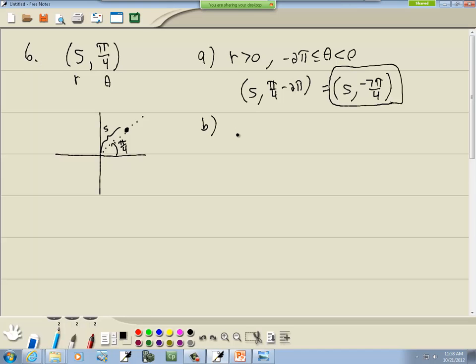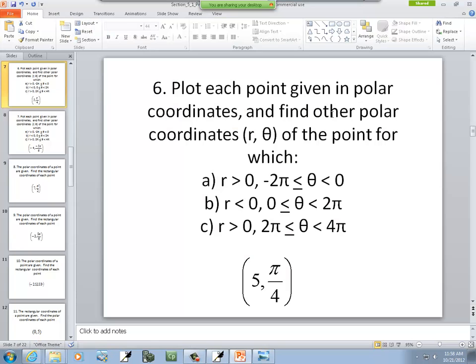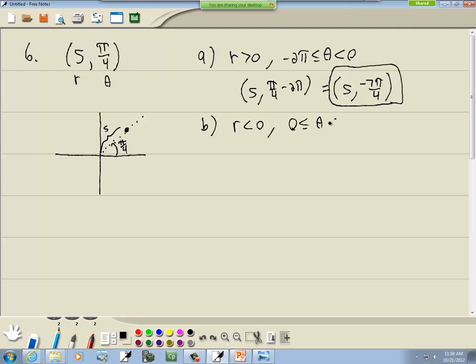Now B says r is less than 0, and then it's theta is between 0 and 2 pi, not including 2 pi. Okay, r is less than 0. That says r is negative. So I know without a doubt I have to have negative 5. Well, remember what negative does. Negative means that you go in the opposite direction. So for my angle, I want to be over here.